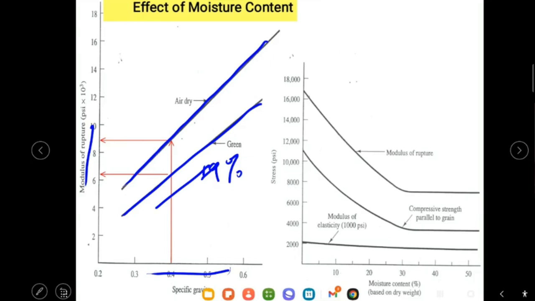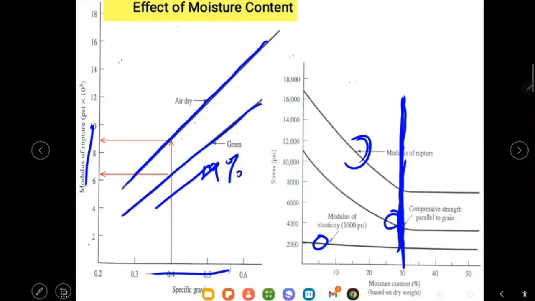What about the effect of the moisture content on the stress capacity of the timber? This line is for the modulus of rupture, which is for the flexural strength. Then we have the compressive strength, and then we have the modulus of elasticity. Modulus of elasticity is an indicator of how easily the wood is deformed, how hard the timber is. No matter which property, modulus of rupture, compressive strength, or modulus of elasticity, they all decrease with the increase of the moisture content. They will decrease up to a certain point, which is about 30%, depending on the type of the wood. Roughly about 30%.